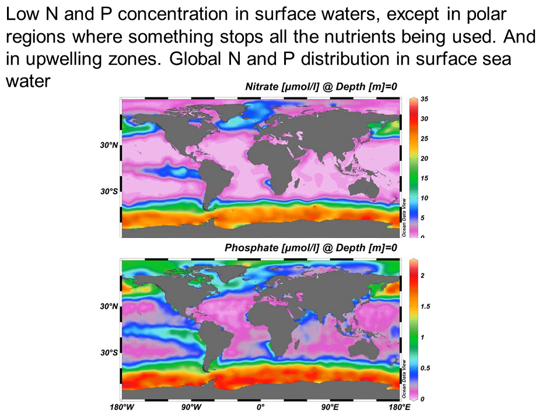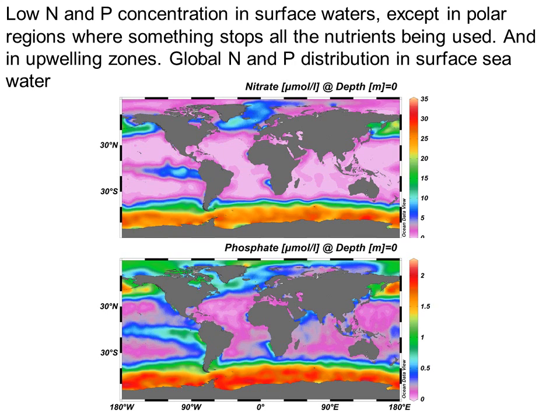So this kind of explains some of the surface concentration. So most of the oceans, we're using up all of the nutrients, very low concentrations. In the polar regions, you see in the Southern Ocean and in the high northern latitudes, we have some places where there were nutrients left over. They haven't been completely used up by life.